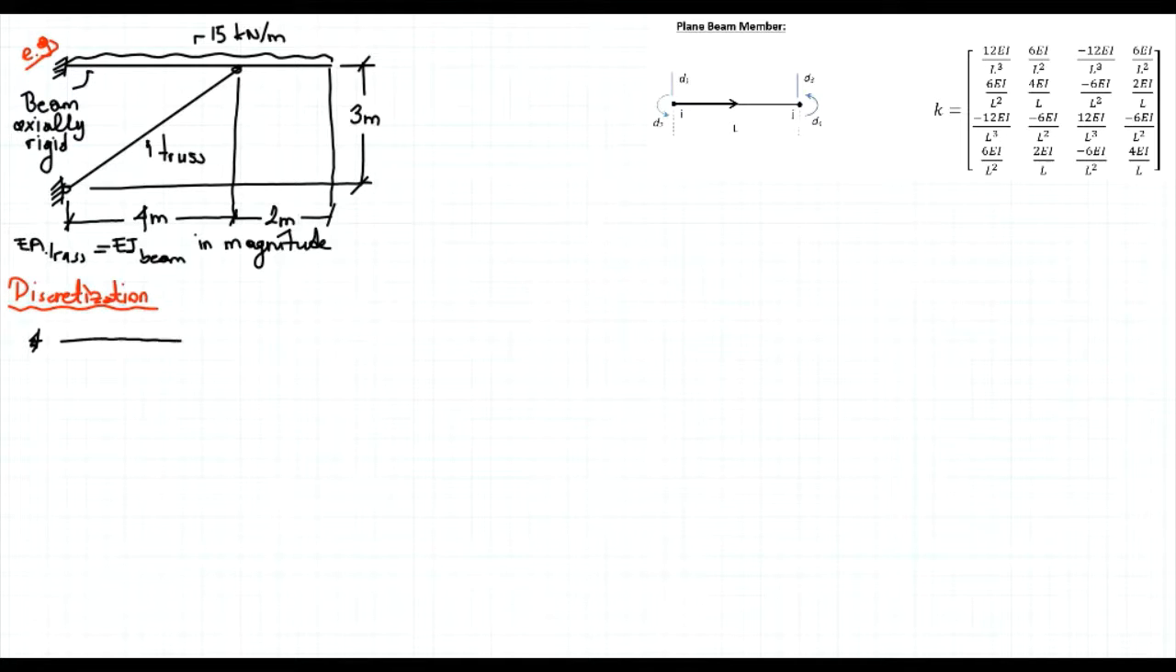Now, I have a member here. Let's give some labels. This is point A, say this is point B, point C, and that's point D. So this is the first member. I have a node here, a cantilever portion, and then we have a truss member.